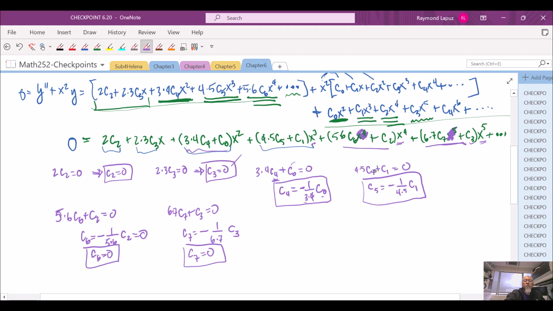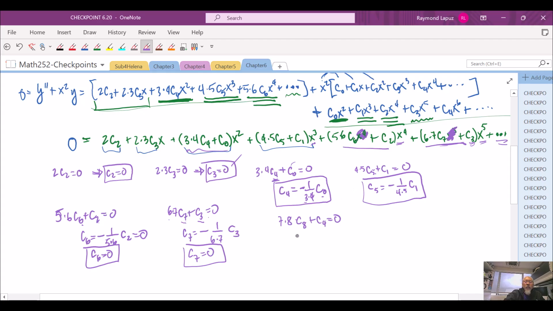Okay. Now, I don't have the next term here, but I should know what it is, right? Because if I follow the pattern, I'm looking at the C sub 8 and C sub 4 relationship, because these numbers just go up by 1. C sub 4 and 0, C sub 5 and 1, C sub 6 and 2, C sub 7 and 3. So I'm going to have something with a C sub 8. So it's going to be 7 times 8 times C sub 8 plus C sub 4 equal to 0. So that's my next term.